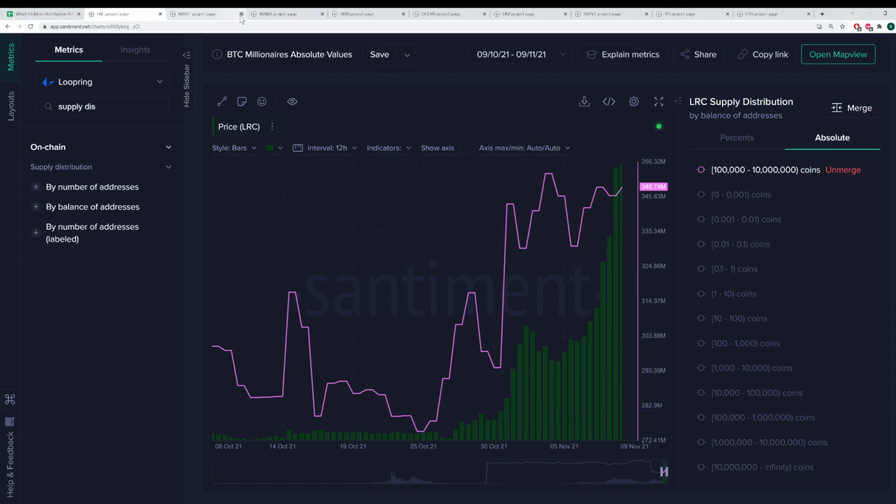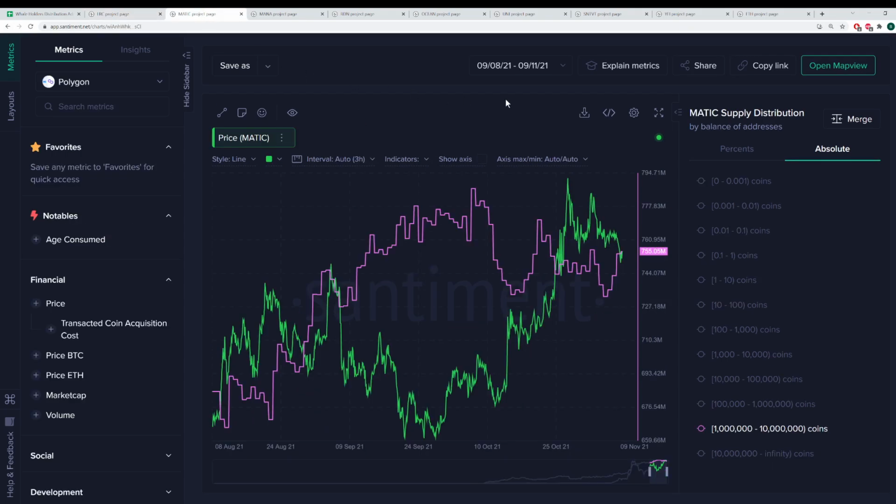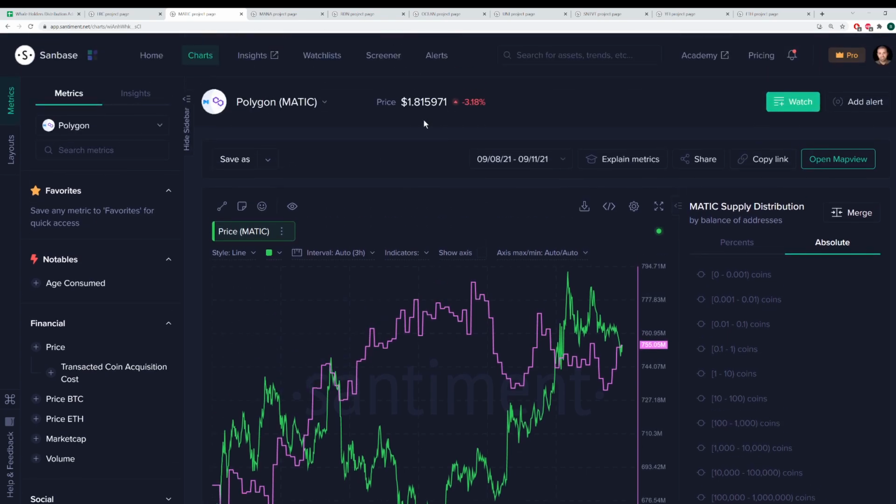Now, I'm going to give you guys a look at MATIC next, so you can see exactly what's going on there. I've highlighted the 1 million to 10 million coin tier. In this case, it's about, give or take, 1.8 million all the way up to 10.8 million. And right now, we're seeing a bit of a short-term rebound.